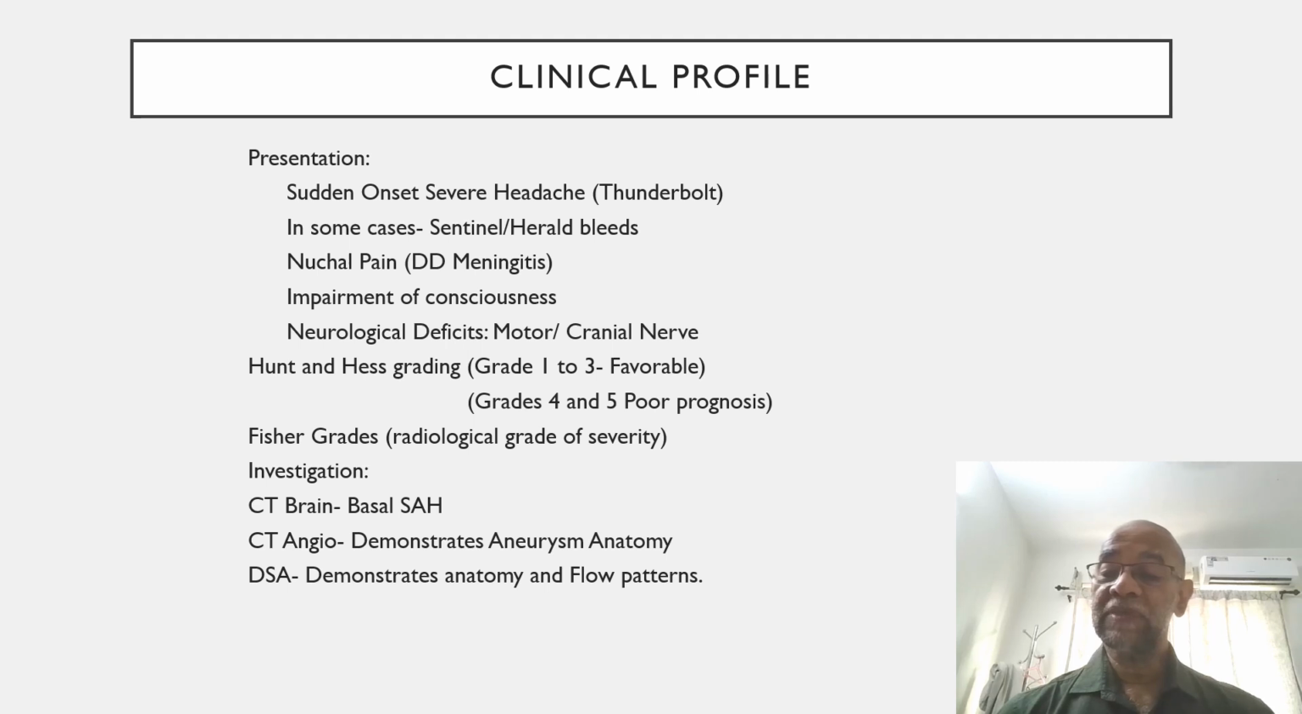When a patient presents with a clinical profile of subarachnoid hemorrhage, the investigations which are done are firstly a CT scan. CT scan will show basal subarachnoid hemorrhage. A CT angio will then demonstrate aneurysm anatomy. And a catheter angiography using the DSA technique will show us the anatomy in more detail and also flow patterns, and will help us to see smaller perforators which are not seen on a CT angio.